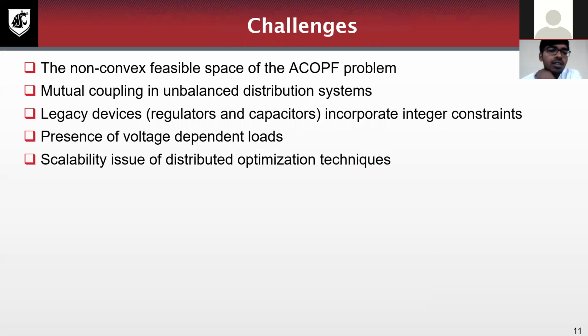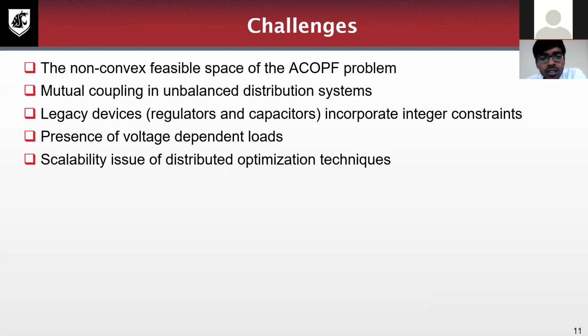And the challenges that we have is that the feasible space is non-convex, and then we have mutual coupling in distribution systems which make problem formulation difficult. We have regulators and capacitors which incorporate integer constraints, and hence problem formulation and solving becomes a little hard. Then the loads are also voltage dependent. Once the loads are voltage dependent, the representation of loads becomes a little bit difficult.